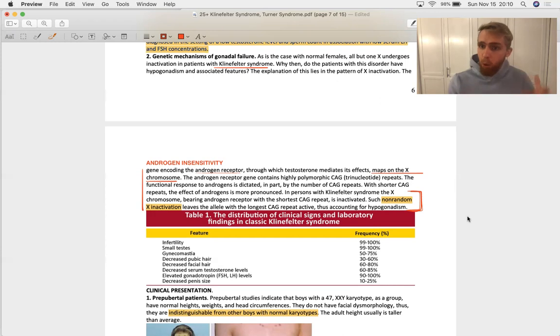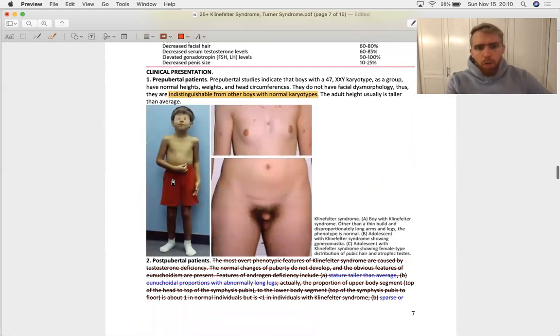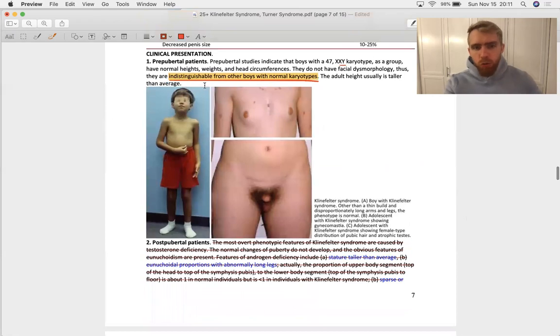Now we can start to build up our body of knowledge about what this syndrome is based off of pathogenesis. So boys get Klinefelter. Why? Well, because there's a Y chromosome right there. So anyone with Klinefelter is a guy, not a girl. Up until puberty, you can't tell the difference between a patient with Klinefelter and any other boy in the world. They are indistinguishable from other boys with normal karyotypes.